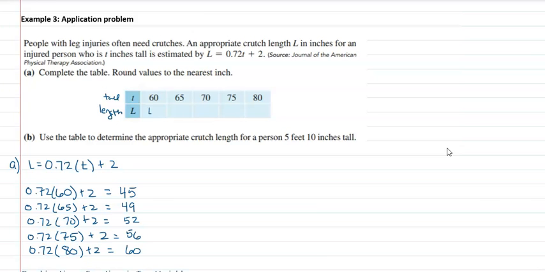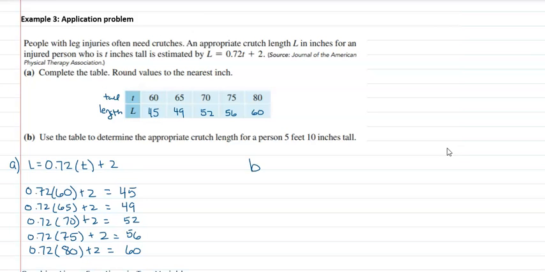So we're going to put those up here in the table. 45, 49, 52, 56, and 60. And you know, you can just put this over and over again in your calculator and you don't have to write it down every time, but I wanted you to see it.